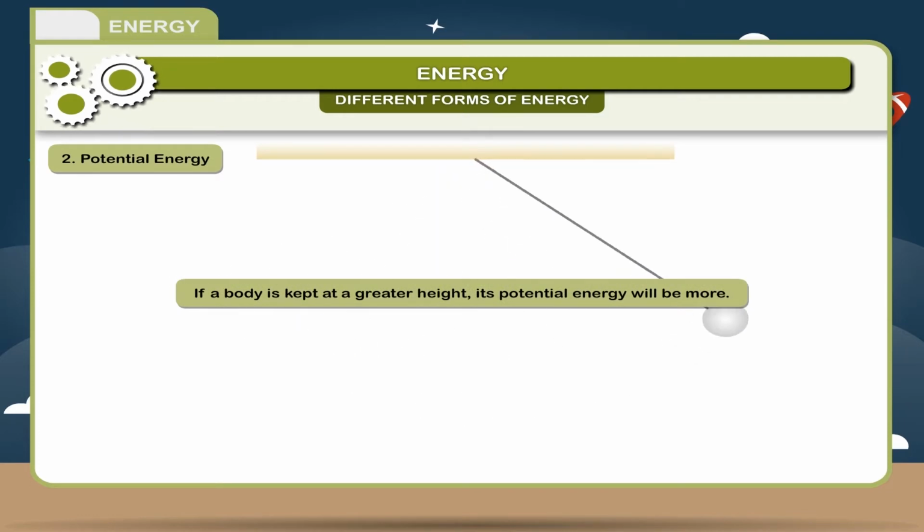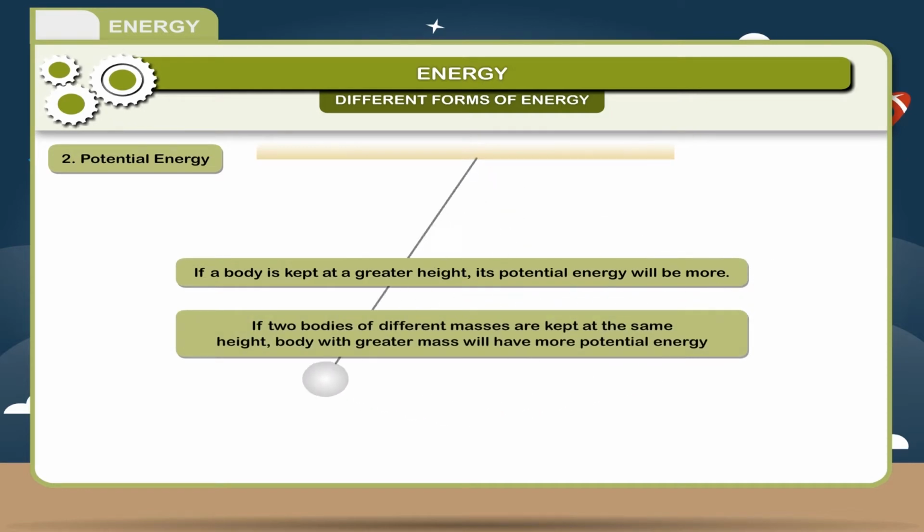If a body is kept at a greater height, its potential energy will be more. If two bodies of different masses are kept at the same height, the body with greater mass will have more potential energy.